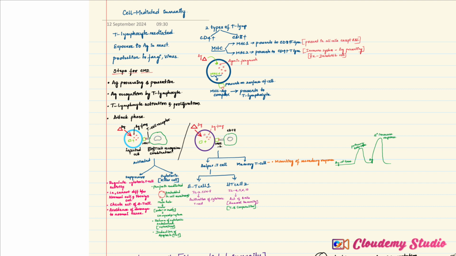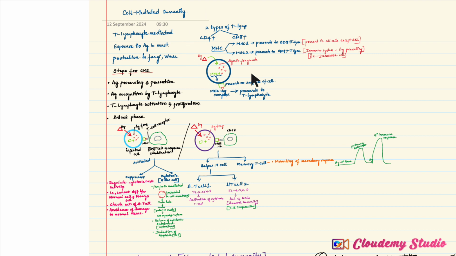So this cell mediated immunity is T lymphocyte mediated, and there should be exposure to antigen or else it does not work. It provides protection against various viruses, fungi and many other foreign objects which enter the host system.